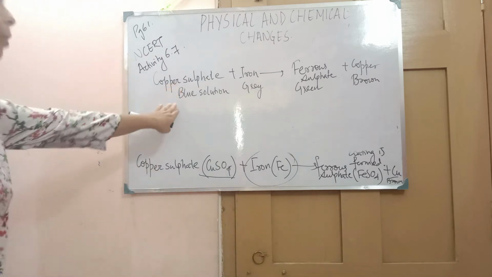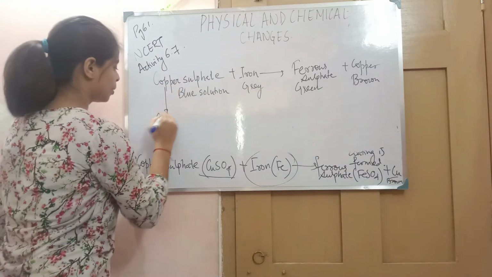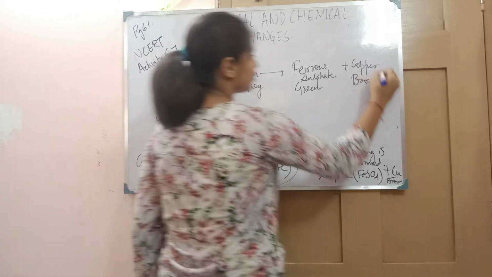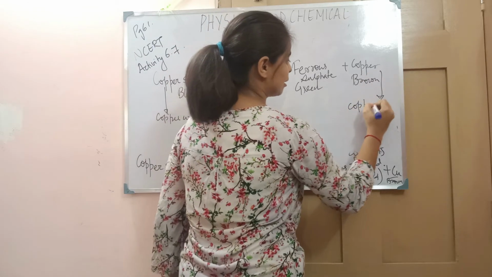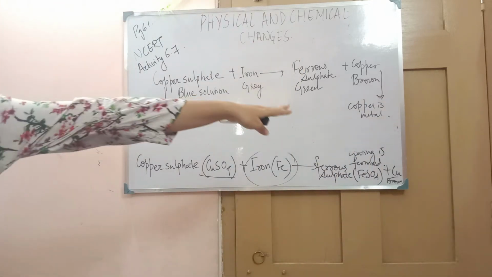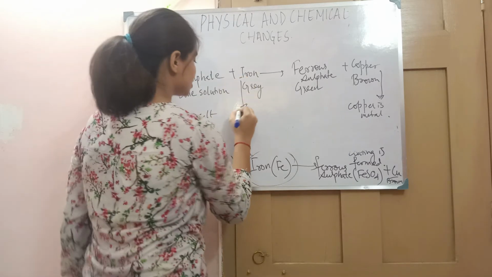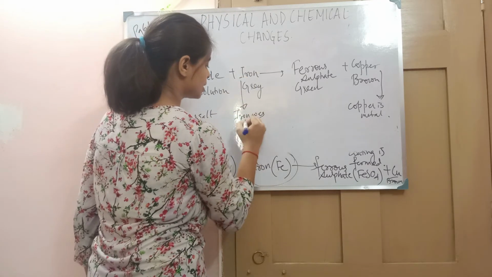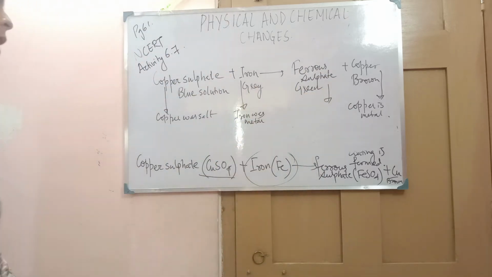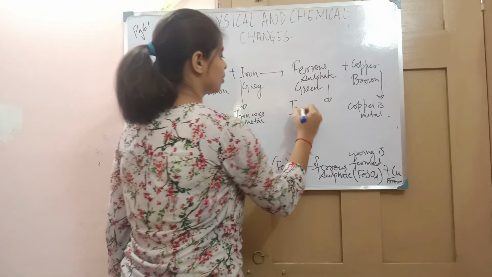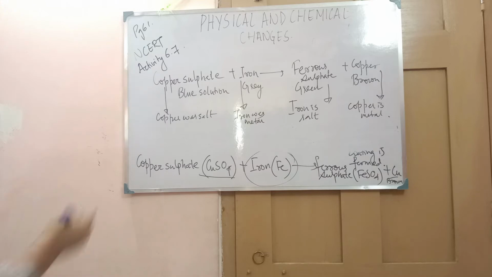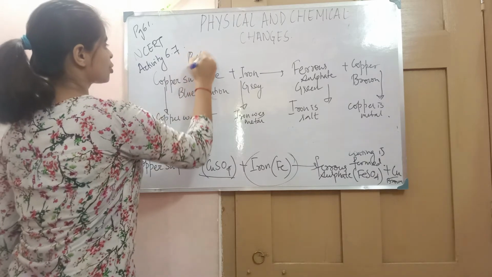See, earlier copper was a salt, but now after the reaction, copper is a metal. Earlier it was salt, now it is metal. Earlier iron was a metal, but now it is ferrous sulfate, so iron is now a salt. After the reaction, that is, it was so before the reaction.